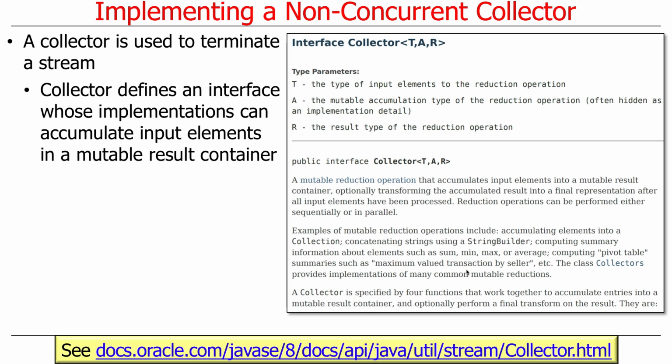Collector is an interface you can read about here, whose implementations can accumulate the input elements in a stream into a so-called mutable result container. So that's essentially what a collector does. And we'll see that there's a bunch of parameters that you pass it, and there's a bunch of methods that a collector provides.